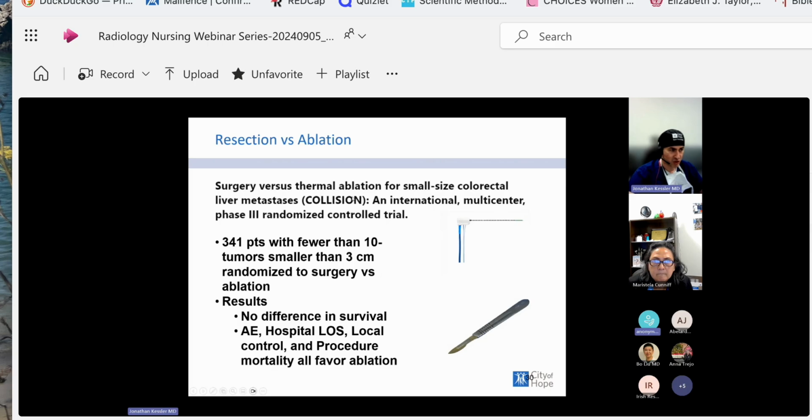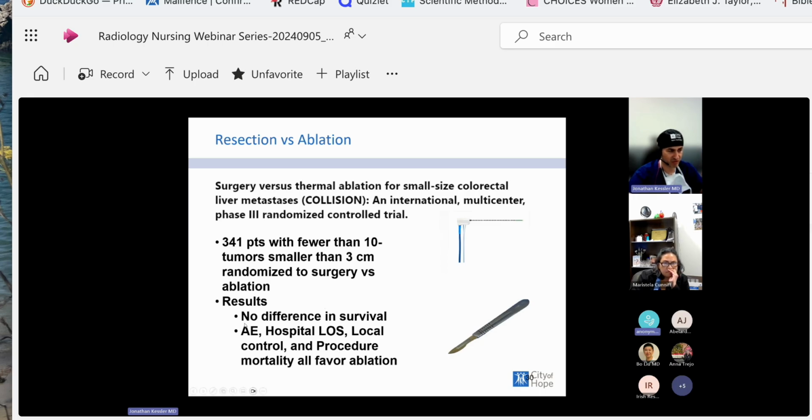More recently, this is a trial that was just done this year. This is a randomized trial, very large, in the Netherlands, 341 patients. This was with colon cancer. So again, same concept, where patients were randomized either to get ablation or resection of their tumors. What they saw here is that survival between the two groups was identical, whether you had surgery or you had ablation. But what was different was the side effects and everything that went along with it.